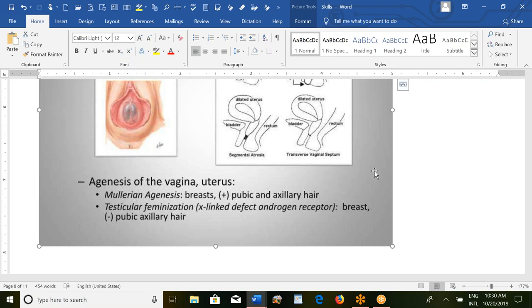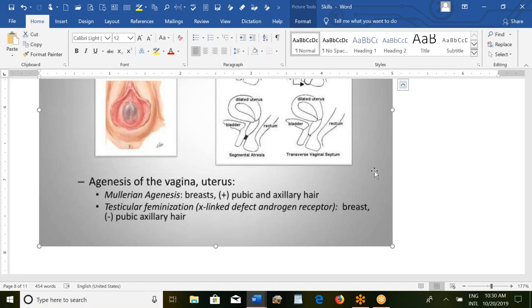Sometimes these tubes fail to fuse or fail to develop. So this patient will have no uterus, or maybe a very tiny uterus, and part of the vagina will also not develop appropriately. But these women will have normal pubic and axillary hair, and on karyotype they will have 46XX.